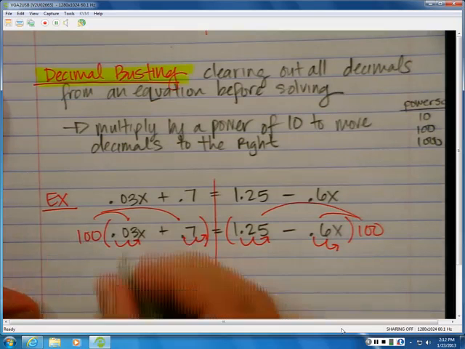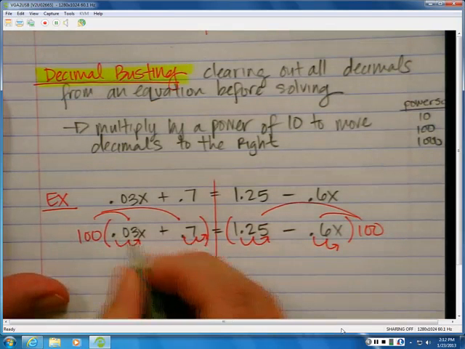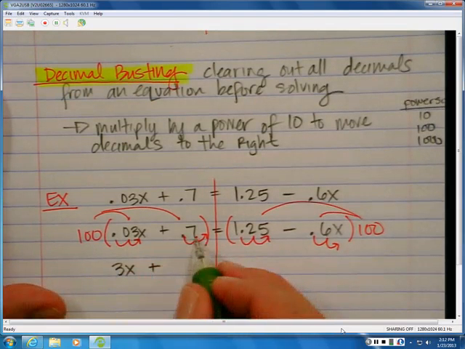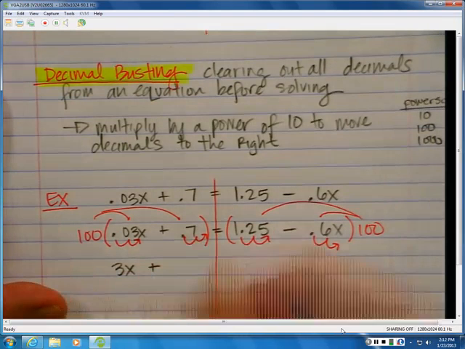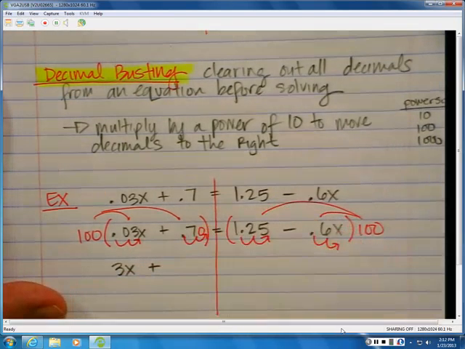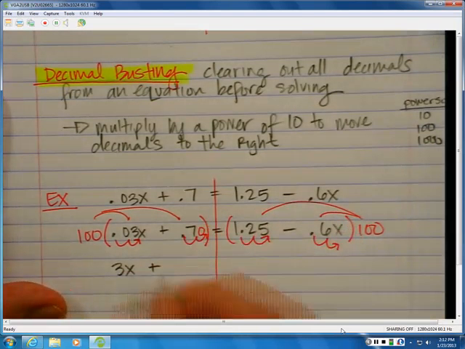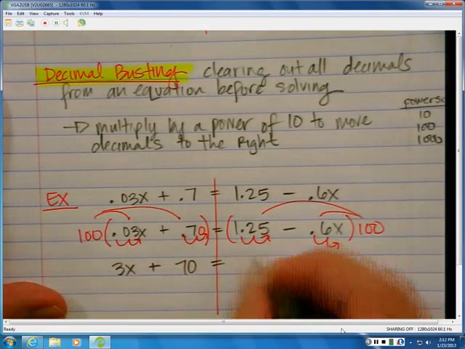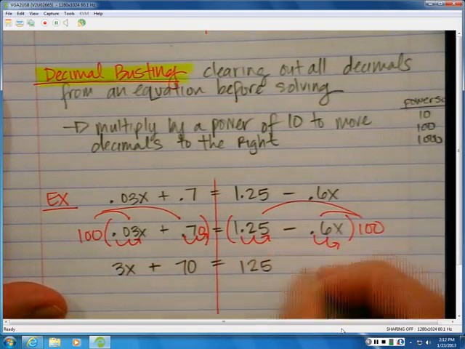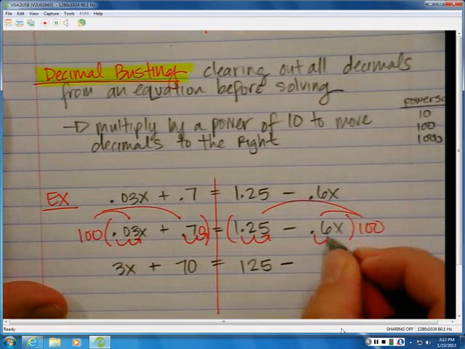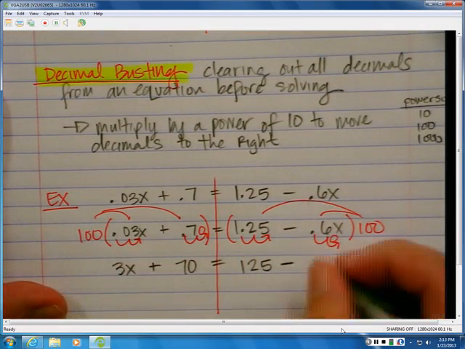What I get then, when I move this 2 scoops to the right, I get 3x plus. Notice here, when I pull it 1 scoop, it puts the decimal behind the 7. When I pull it a 2nd scoop, it adds a 0. So this is going to be 3x plus 70 equals 2 scoops to the right makes this 125 minus, this goes 1 scoop to the right, now it's behind the 6, I need to add a 0. That's going to be 60x.